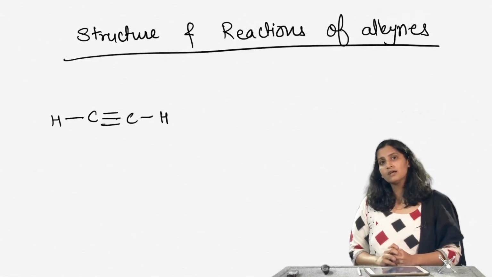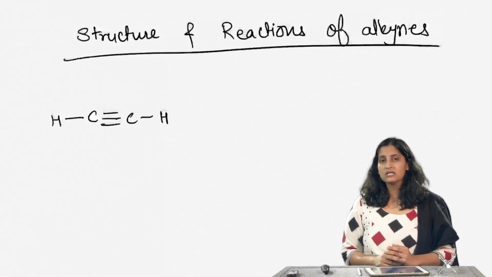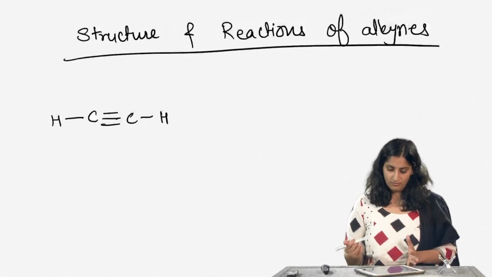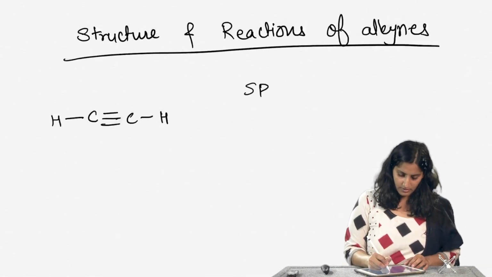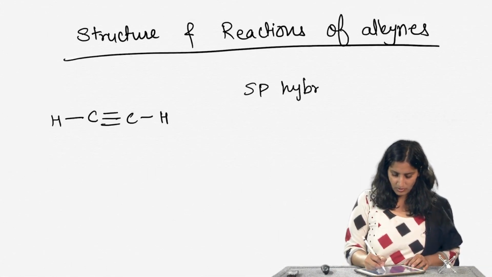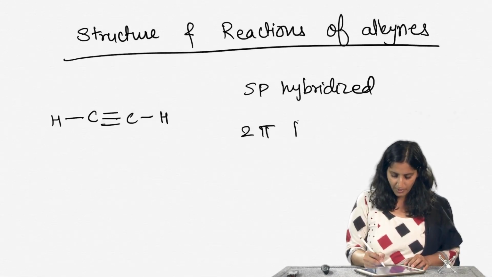Now, if I have to think about the reactivity of alkynes, remember what we have discussed so far: sp hybridized carbons, and the formation of two pi bonds.